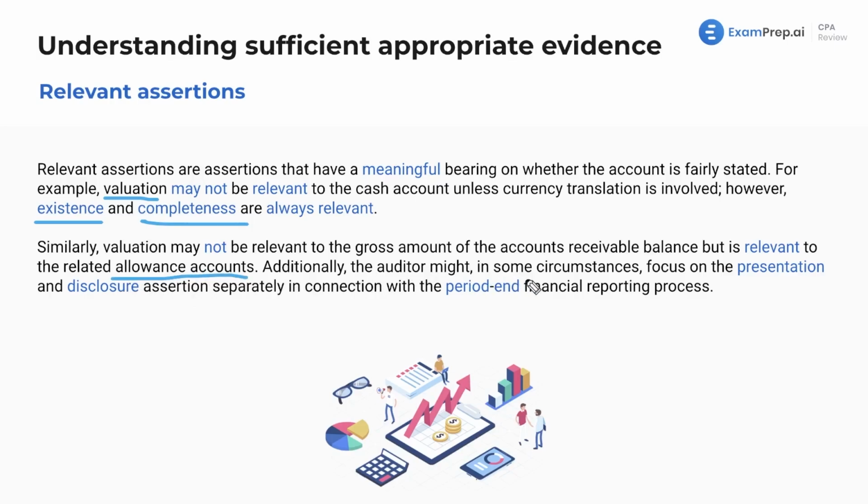Additionally, the auditor might, in certain circumstances, focus on the presentation and disclosure assertion separately in connection with the period-end financial reporting process. What we're seeing here, you can customize as you will, but we're generally going to follow this basis. We're generally going to have each assertion broken out, with certain testing procedures assigned to each one. That's just how it's going to be, especially textbook accounting for the AICPA for the exam.